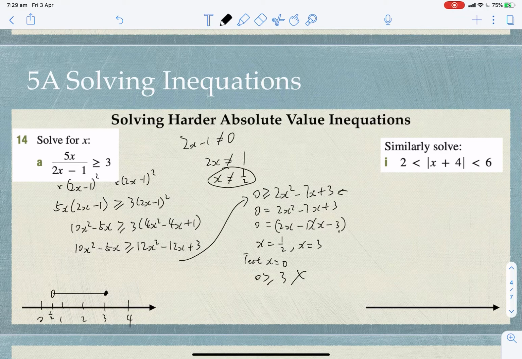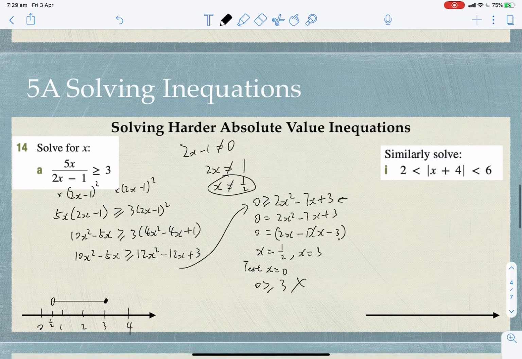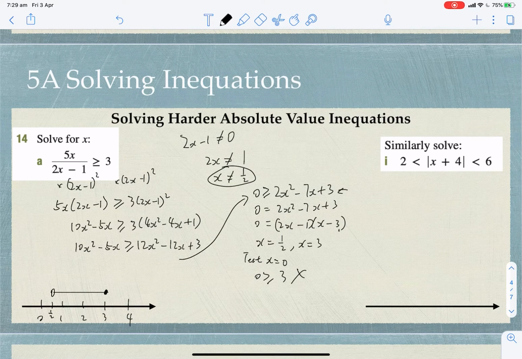Now the last one, you probably think looks complicated, but it's the same thing. We can do both versions. Now this one is a little bit tricky, I'll show you why. When x plus 4 is larger than 0, so when it's positive, the absolute value sign does nothing, so 2 less than x plus 4 less than 6. Well, we can minus all the terms by 4, so you got negative 2 less than x less than 2.